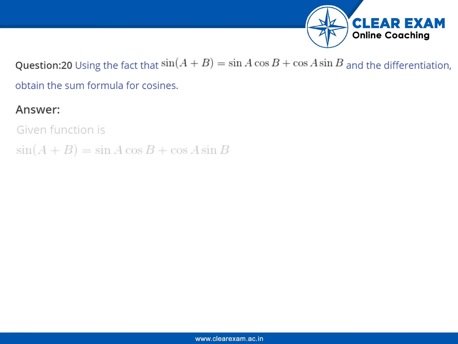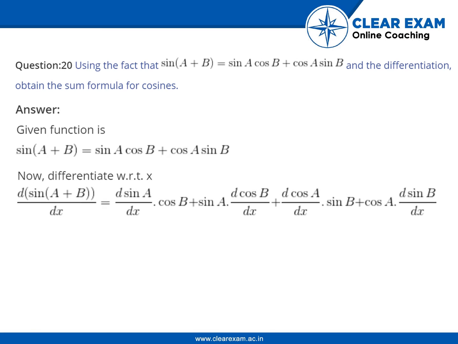The answer is, the given function is sin(A+B) is equal to sin A cos B plus cos A sin B. Now differentiating with respect to x, d of sin(A+B) upon dx is equal to d of sin A by dx into cos B plus sin A into d of cos B upon dx plus d of cos A upon dx into sin B plus cos A into d of sin B upon dx.